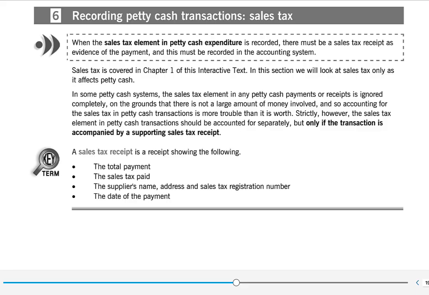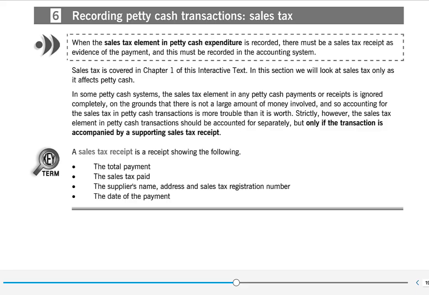Why we do not ignore sales tax. In some petty cash systems, businesses ignore sales tax in petty cash payments. They do this because petty cash payments are usually small, and they think it is not worth the effort. But the book tells us the correct way. Strictly speaking, sales tax should be accounted for separately, meaning we should show it as sales tax, not hide it inside expenses. This is the proper accounting approach because it makes financial records more accurate and it helps the business recover sales tax where it is allowed.